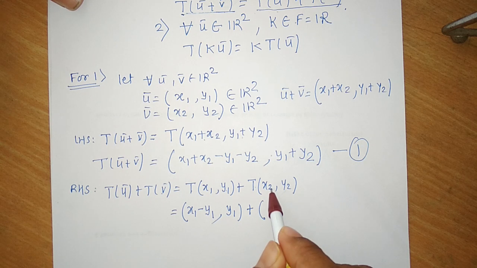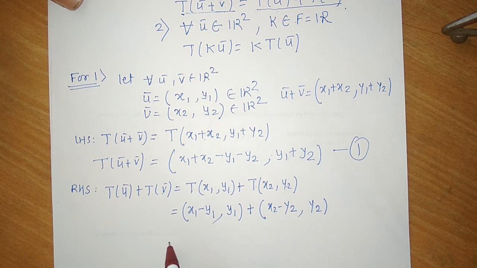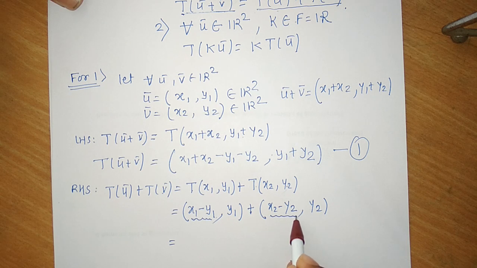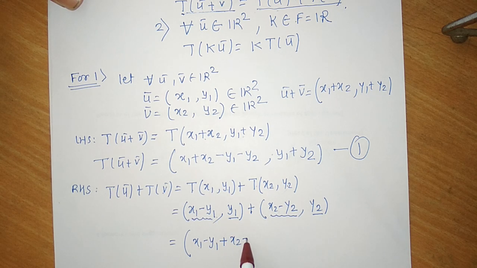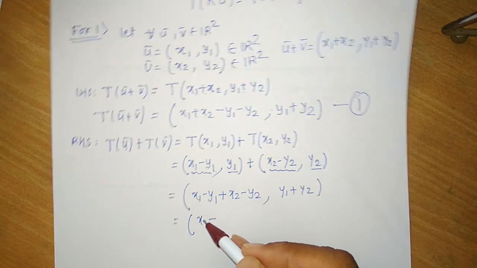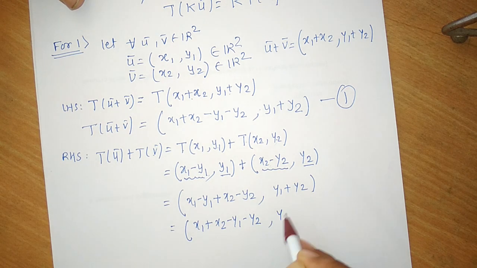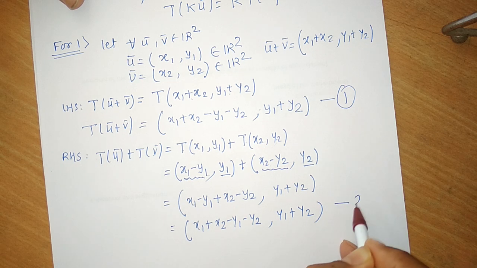The formula is defined above: subtraction of the two, x2 minus y2, and second component y2. We add the two vectors. Addition is component wise: add the first component and add the second. So x1 minus y1 plus x2 minus y2, and y1 plus y2. We simplify: x1 plus x2 minus y1 minus y2, and y1 plus y2. We call this 2.